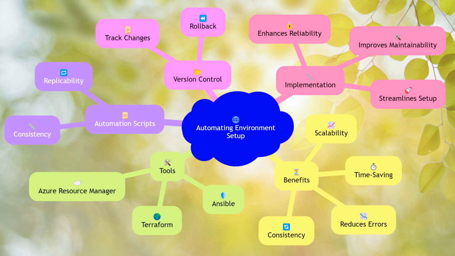Additionally, using version control for your automation scripts allows you to track changes and roll back to previous configurations if necessary. Implementing automation not only streamlines the setup process, but also enhances the reliability and maintainability of the environment.